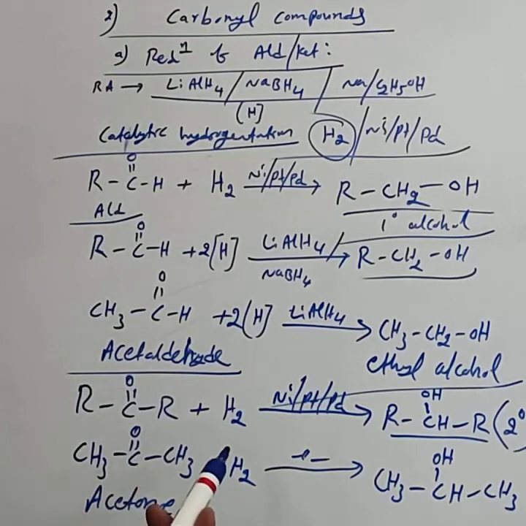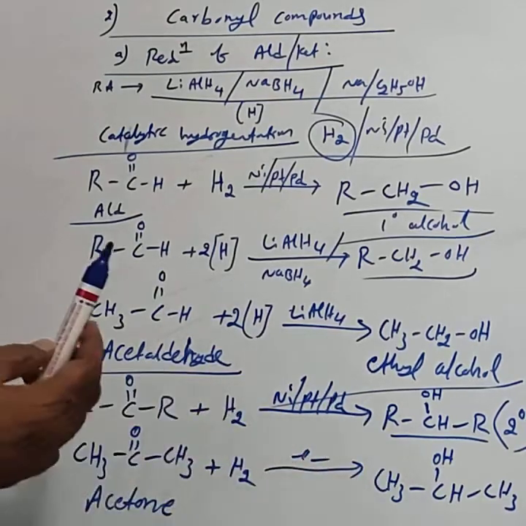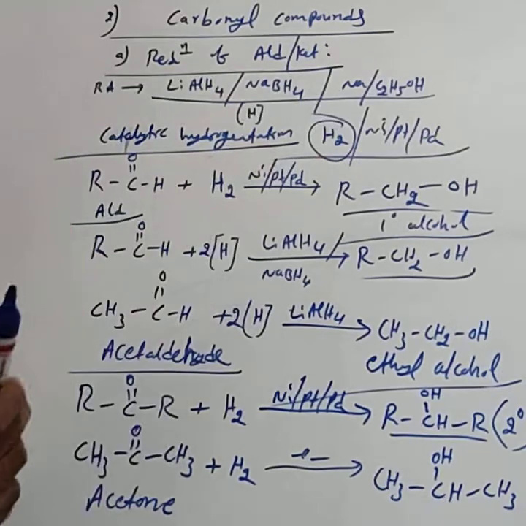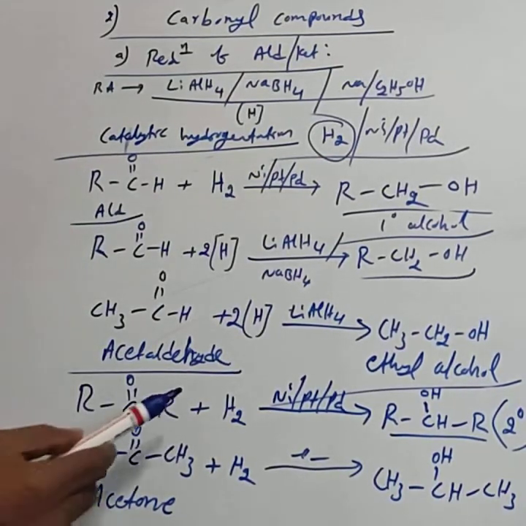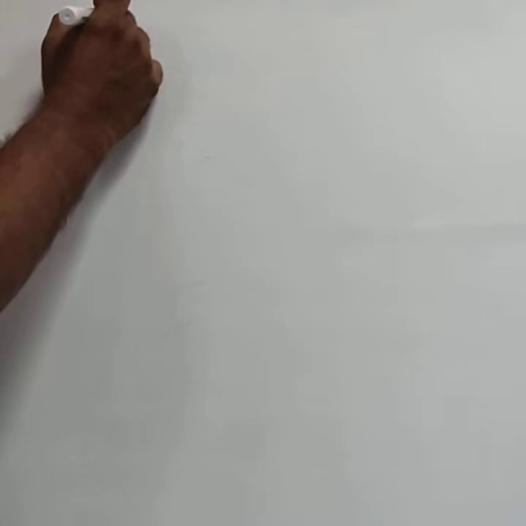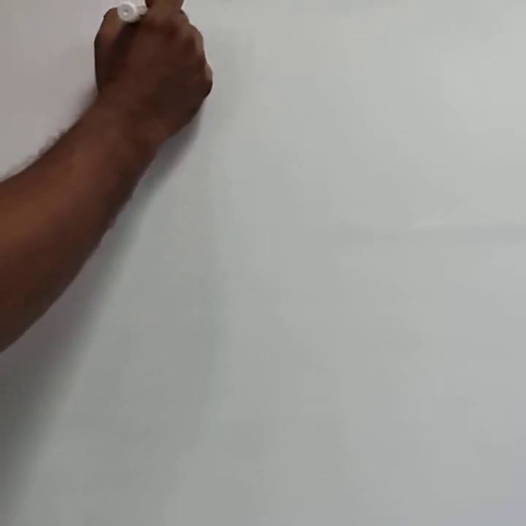This is the preparation of the alcohols. That is, aldehydes on catalytic hydrogenation, primary alcohols are formed. Ketones on hydrogenation, secondary alcohols are formed. The next carbonyl compound, the second one, is carboxylic acids.